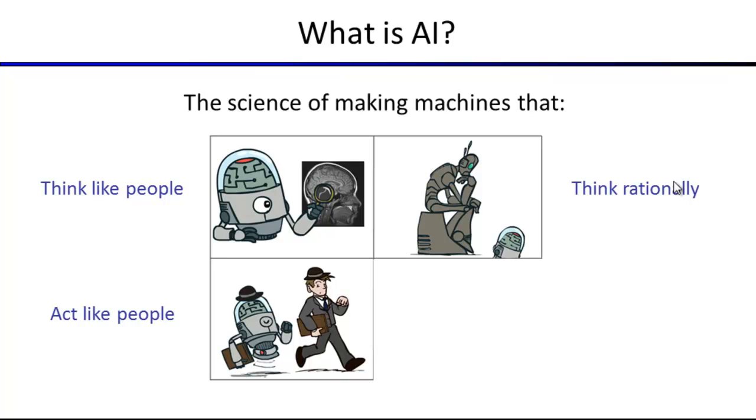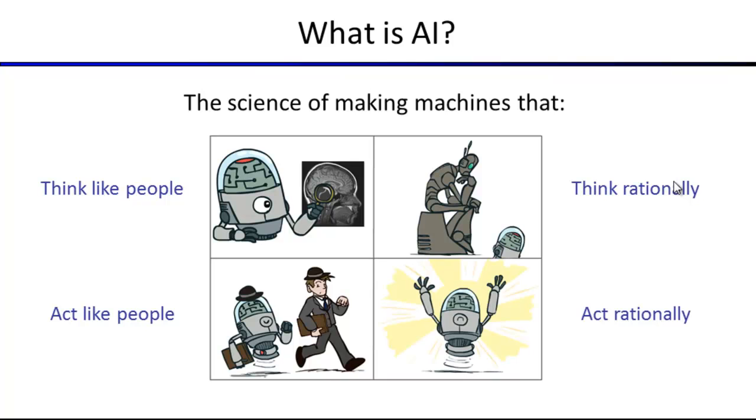Now, where the most progress has happened, and what this class is mostly looking at, is to act rationally. What's the idea there? The idea is that you have some type of behavior called rational behavior, which we'll unpack over the next couple of slides. And if you achieve that type of behavior, then you're building a good AI. If you don't, then you still have a ways to go.